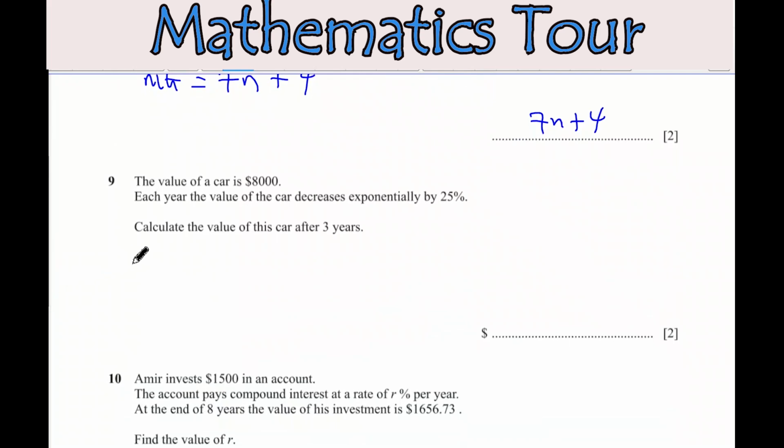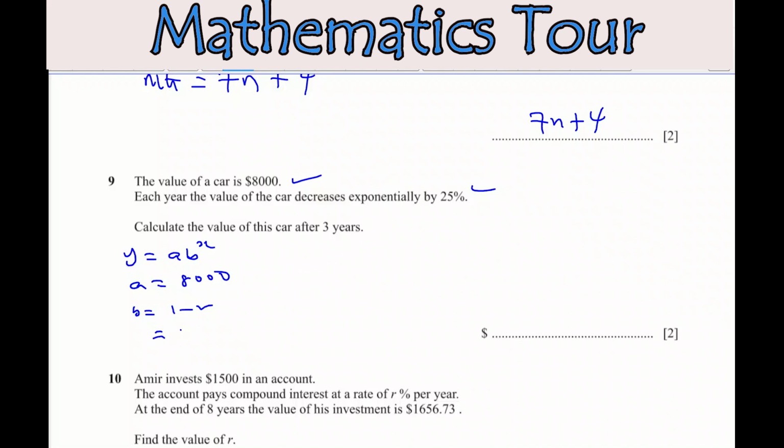Question 9. The value of a car is $8,000. Each year, the value of the car decreases exponentially by 25%. So calculate the value of this car after 3 years. So this is exponential decay, using y equals a b to the power of x. Here a is the current value, that is $8,000, and b will be equal to 1 minus r because it is exponential decay. Our r here is 25%, that is 0.25.